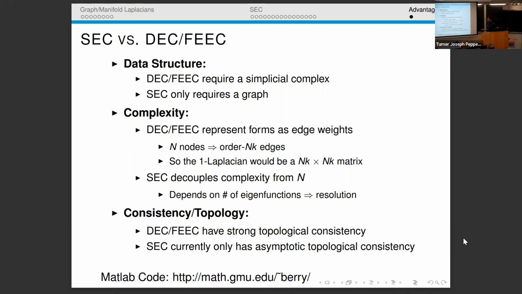So I'll stop there. Oh, I should say that these have some really cool topological consistency proofs that go back to them having a simplicial complex, and we have an asymptotic version of that, but not exact. So thank you.